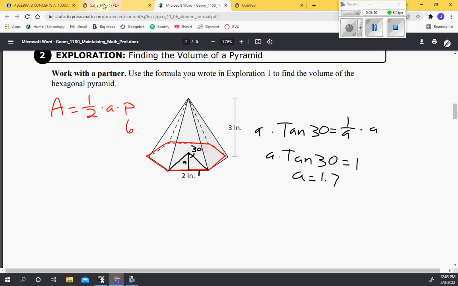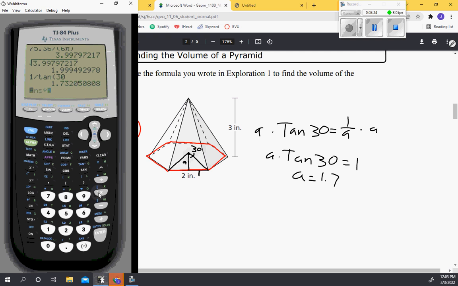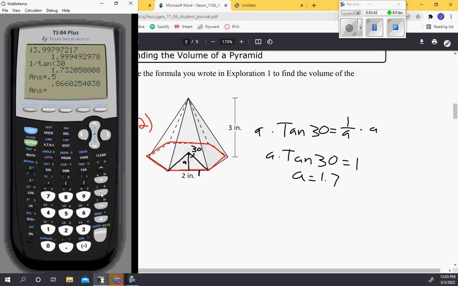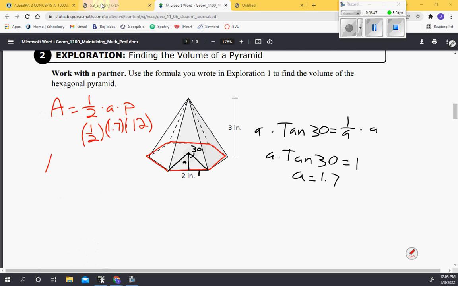So in our formula, just for the area of that hexagon, we have 1.7 and then 1/2. And we have to multiply those three things together. Multiply this by 0.5. And what did I say the perimeter was? The perimeter is not 6. Sorry, the perimeter is 12. Holy cow, you're probably getting so confused. The perimeter is 12. I'm sorry. Multiply this by 12, and we get 10.4. So the area of my polygon on the bottom is 10.4.